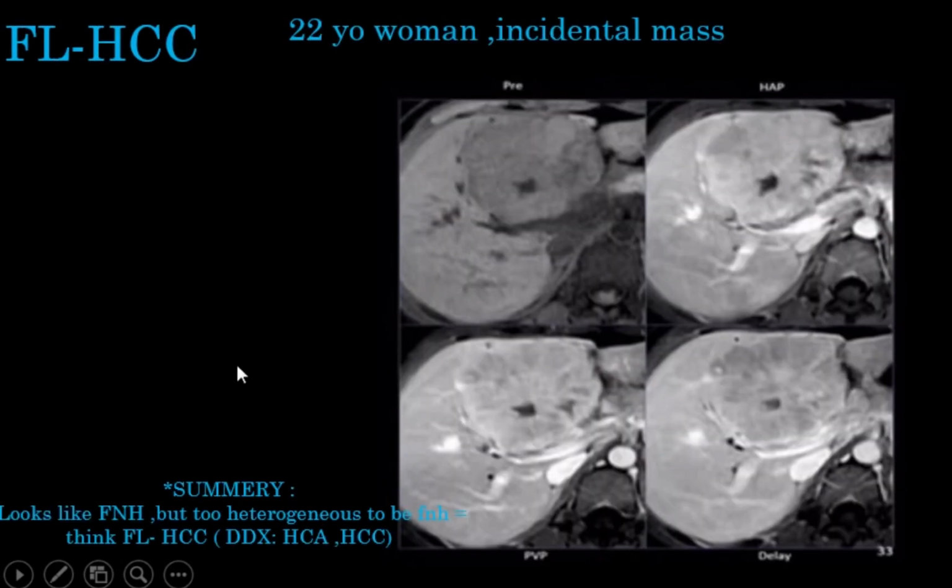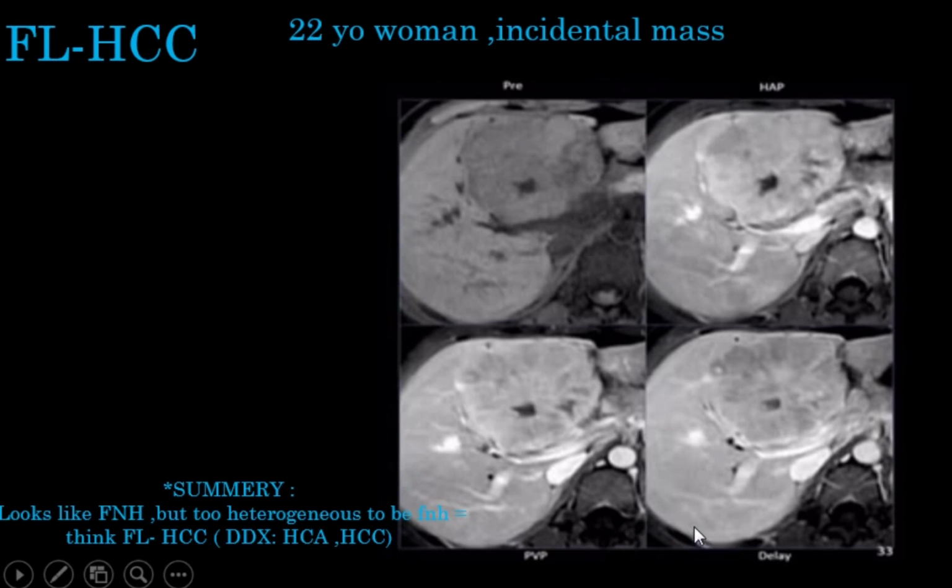This is fibrolamellar HCC. Fibrolamellar HCC, like FNH, has a central scar. This is the most difficult one to diagnose, in my opinion. Why? Because it looks like FNH, but in the hepatobiliary phase, it doesn't take up the contrast. First, we don't have the liver-specific contrast here, so we cannot use this criteria, the hepatobiliary phase.